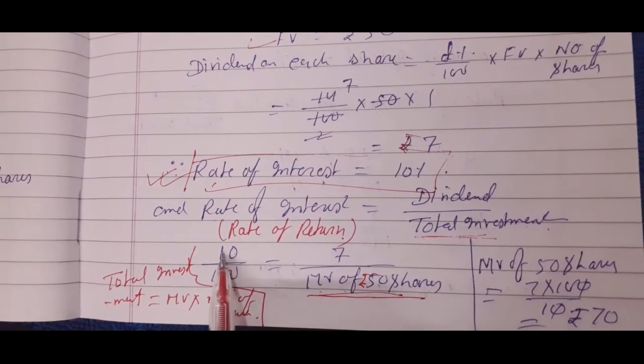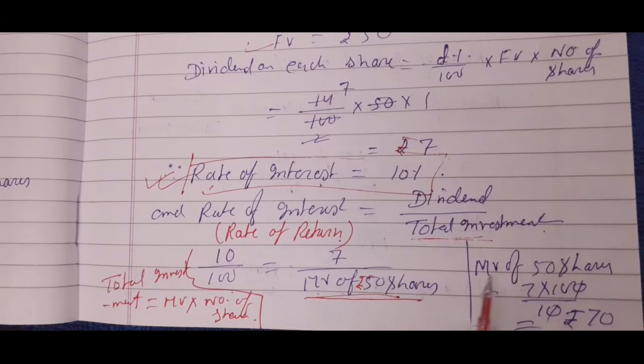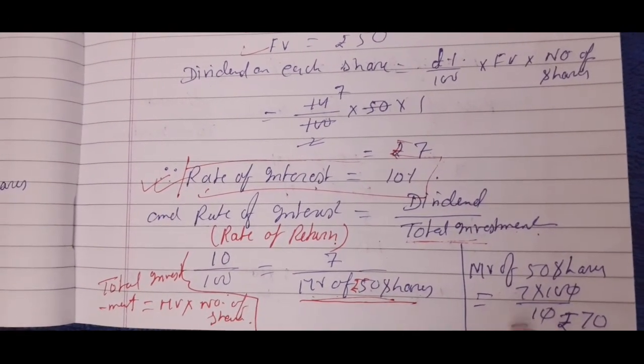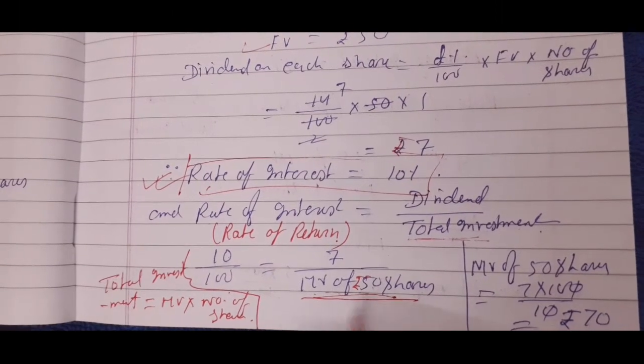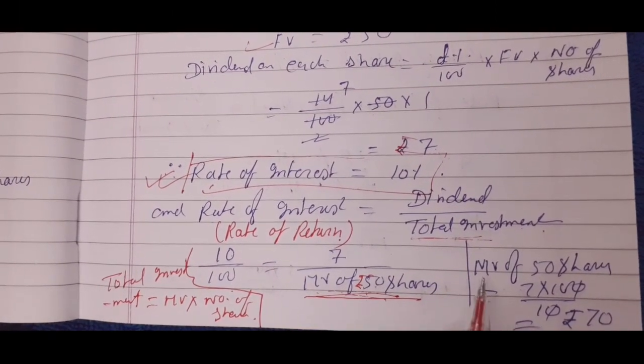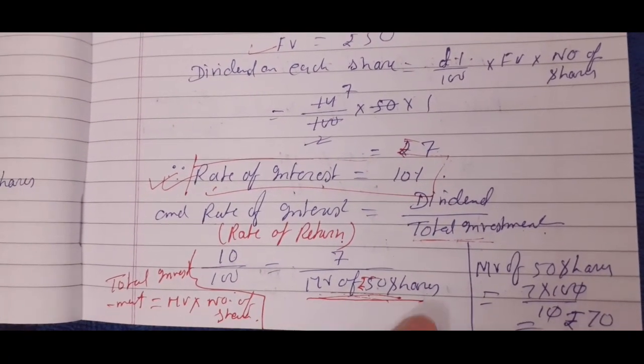This came here by cross multiplication, 10 is here, 100 is there. So market value of the 50 share is 7 into 100 divided by 10, 0 cancels, so rupees 70. It means that one share whose face value was 50 rupees, now that share's market value is rupees 70, and here is your answer.